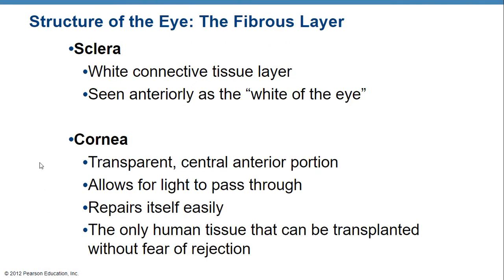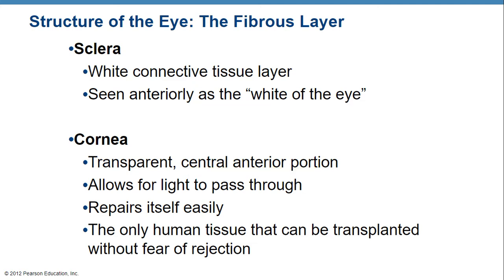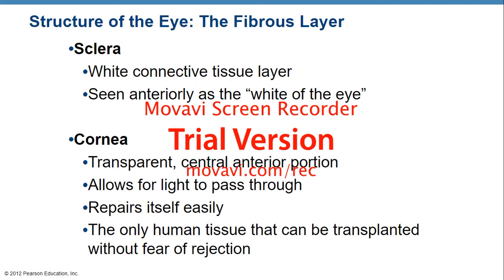All right, so the sclera is the white of the eye. The white connective tissue layer. You see the sclera anteriorly as the white of the eye. The cornea is the transparent central anterior portion, which allows the light to pass through. It repairs itself easily. The only human tissue that can be transplanted without fear of rejection is the cornea. So that's an interesting side note.